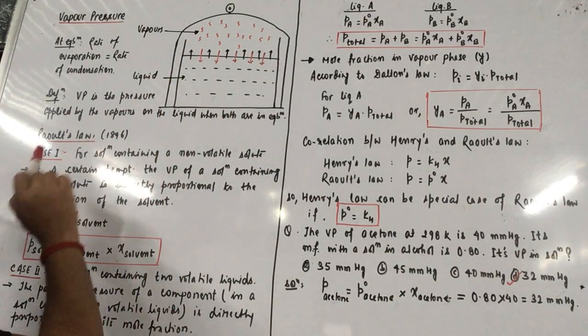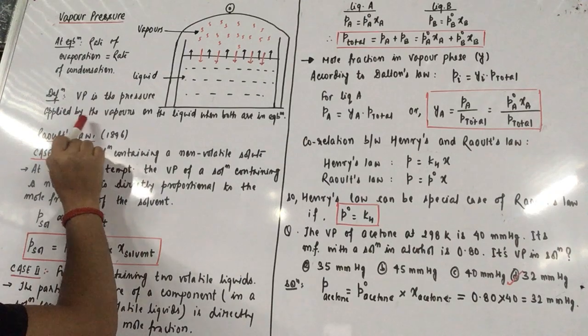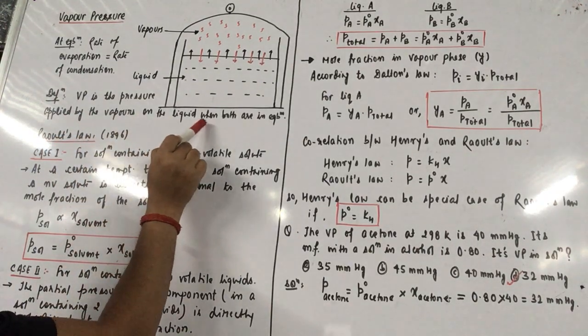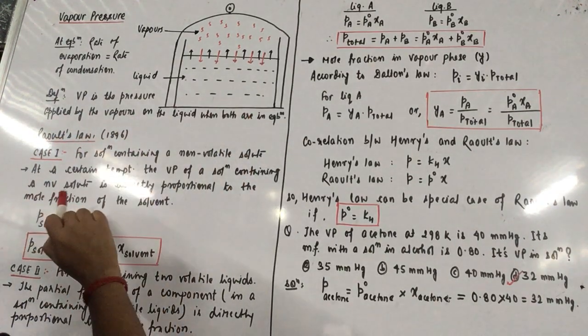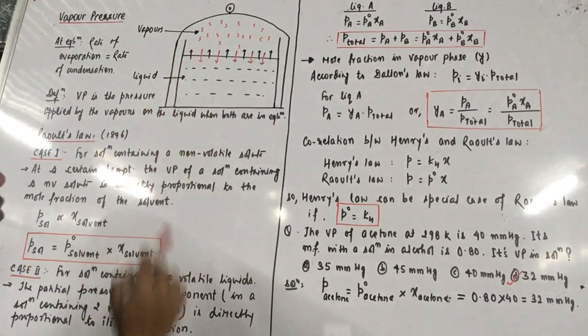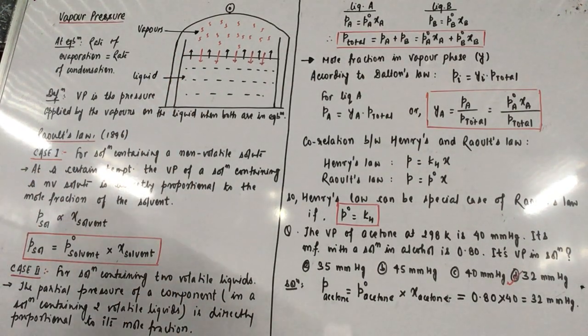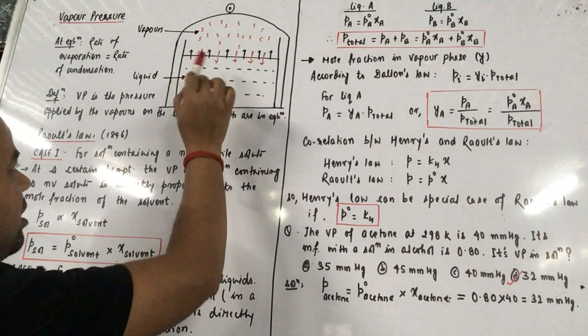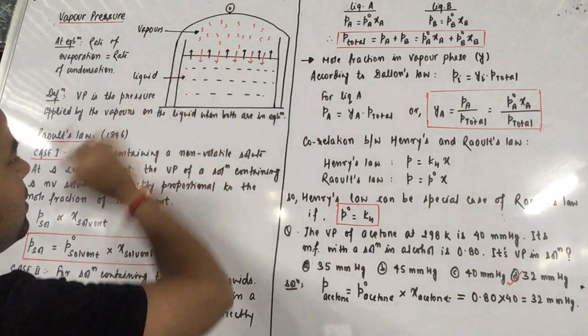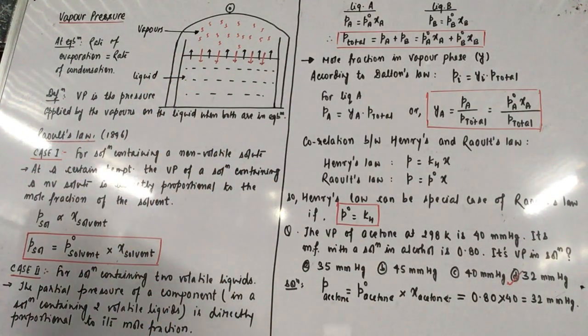So what is vapor pressure? Vapor pressure is the pressure applied by the vapors on the liquid when both are in equilibrium. When both the vapors and the liquid are in equilibrium condition, at that particular instant, the pressure these vapors are exerting on the liquid is called vapor pressure.